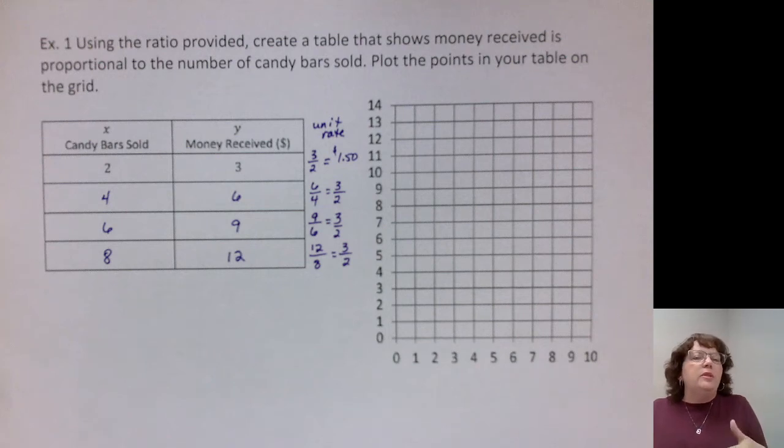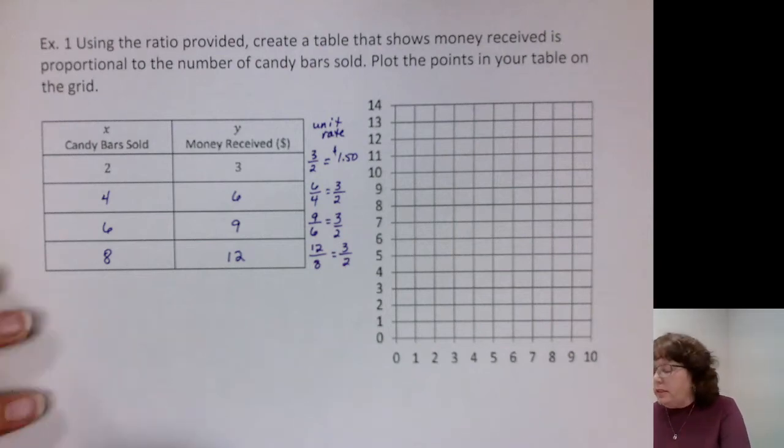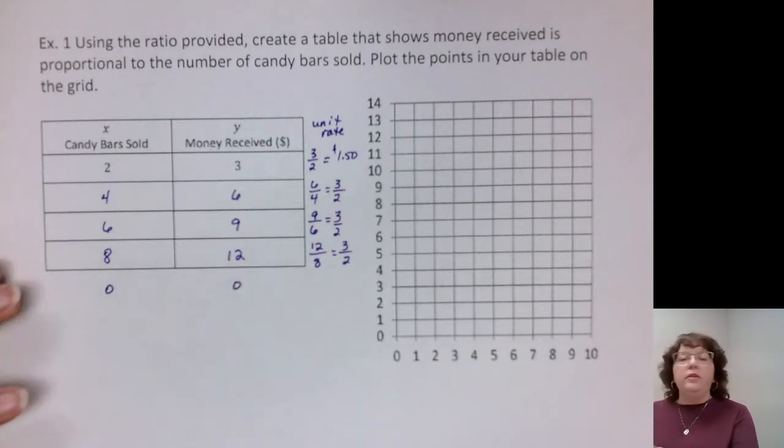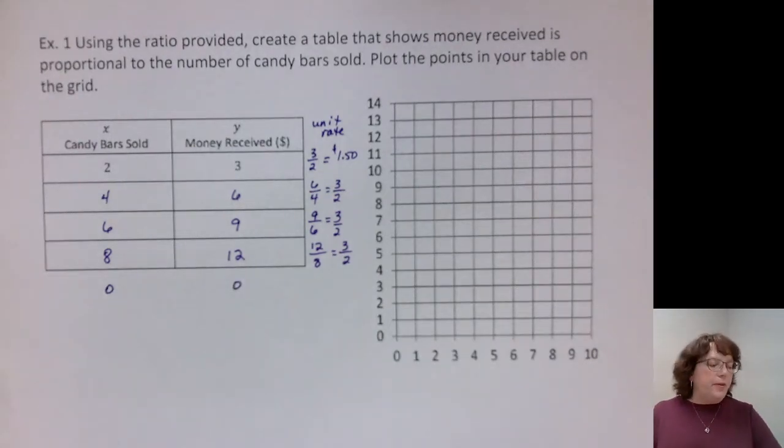Keep in mind also, and we've talked about this in previous lessons, if he sold 0 candy bars, how much money would he receive if he didn't sell any candy bars? He wouldn't receive any money, right? So let's include that in our table, and we're going to include that in the graph as well.